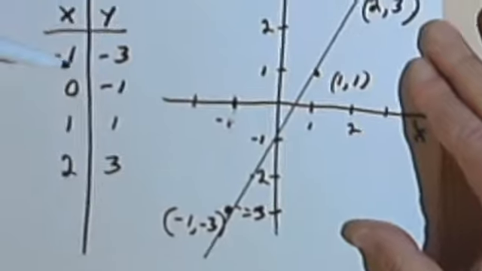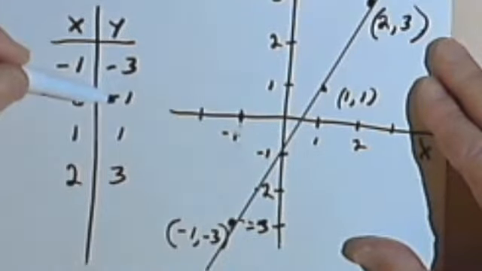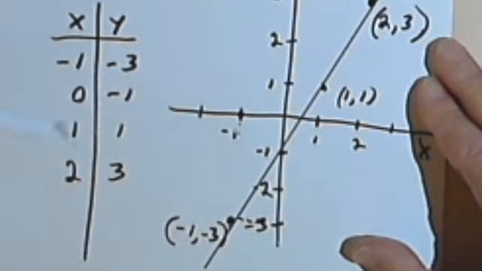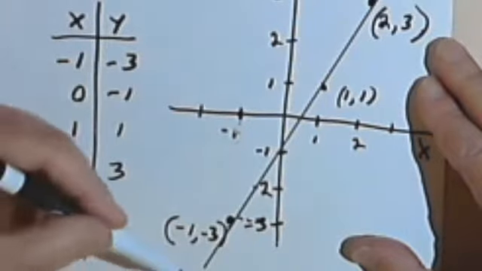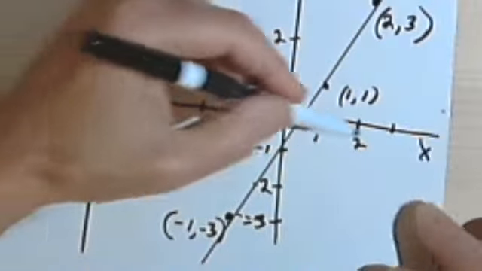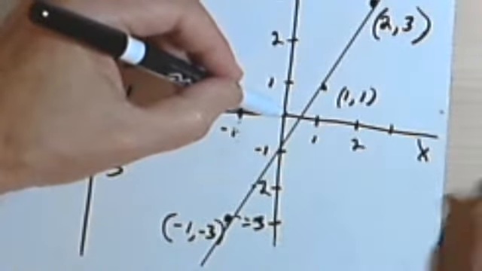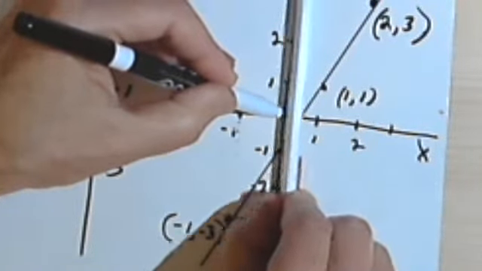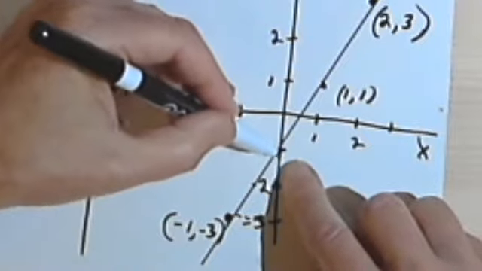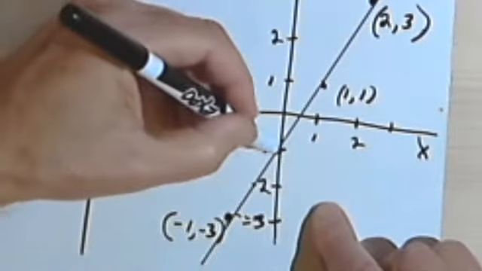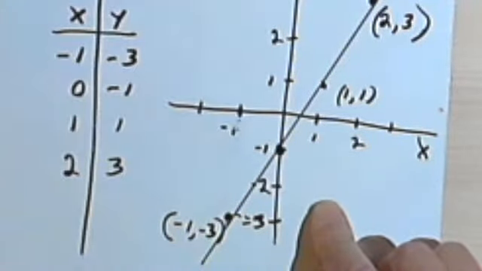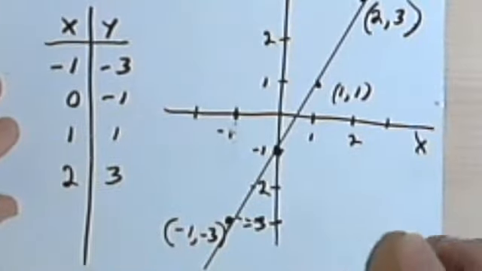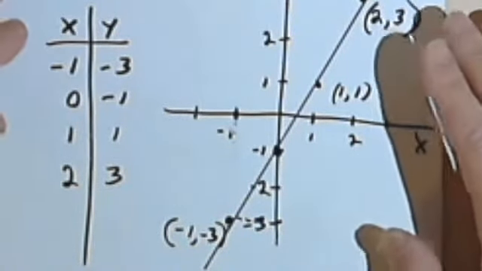Here's another point I had, 0 and -1, and seeing if my line goes through that point. So let's see. This is where x is 0. That's over here, basically right on the y-axis. And this is where y is -1, and I do go through that point. So this works. Okay? And that's all there is to it.